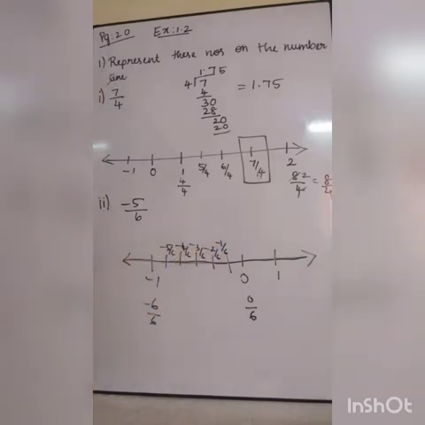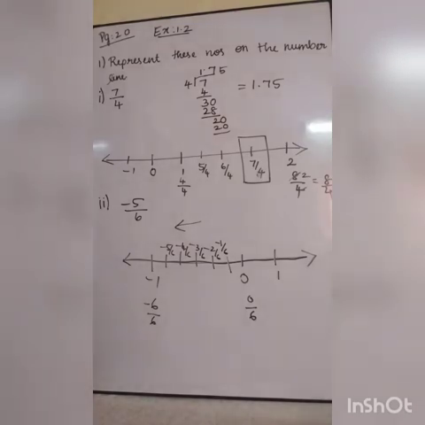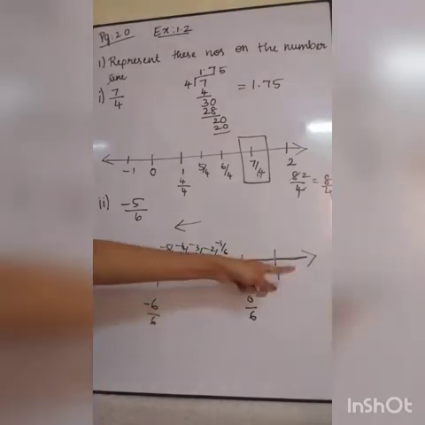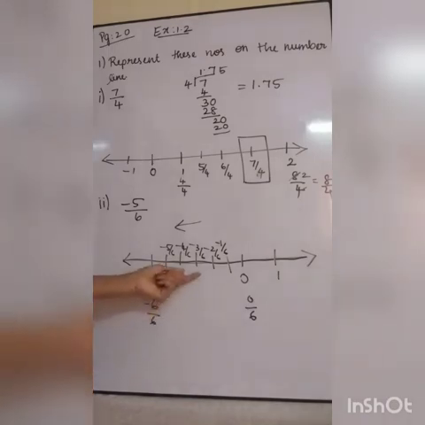Why am I using minus here? Because it is towards the left side, so it will be represented using a negative sign. If it is on that side, we write it as positive. If it is on the left side, I am writing it as negative.